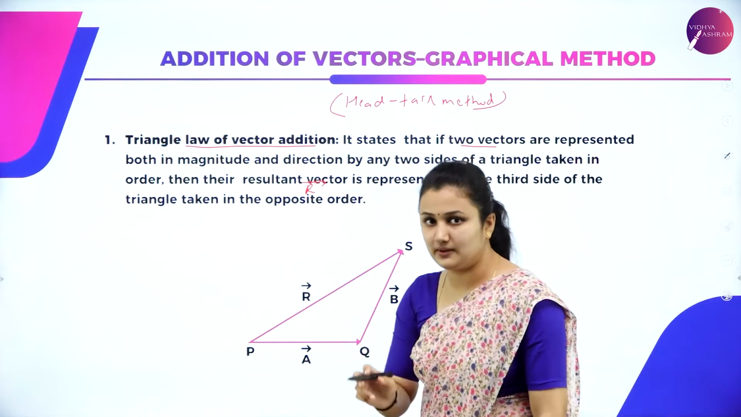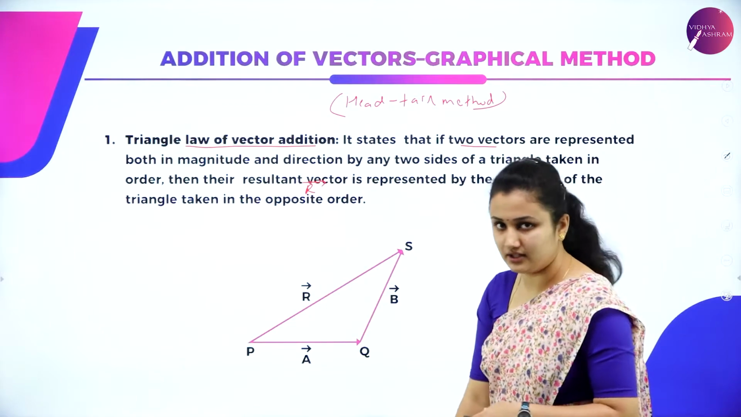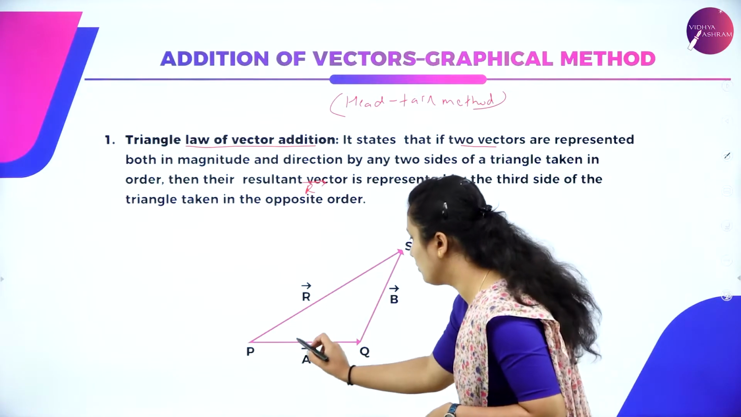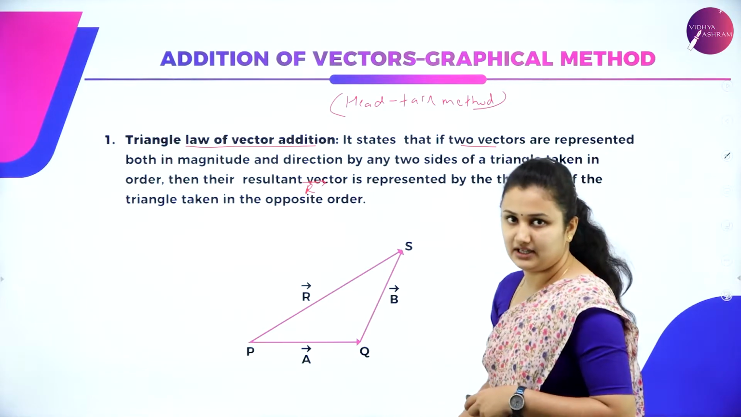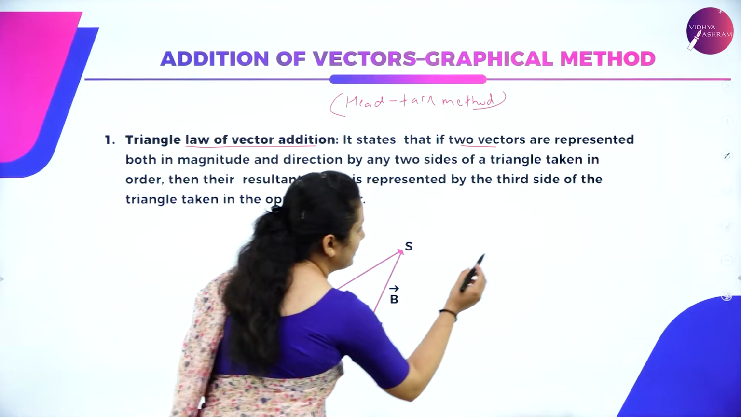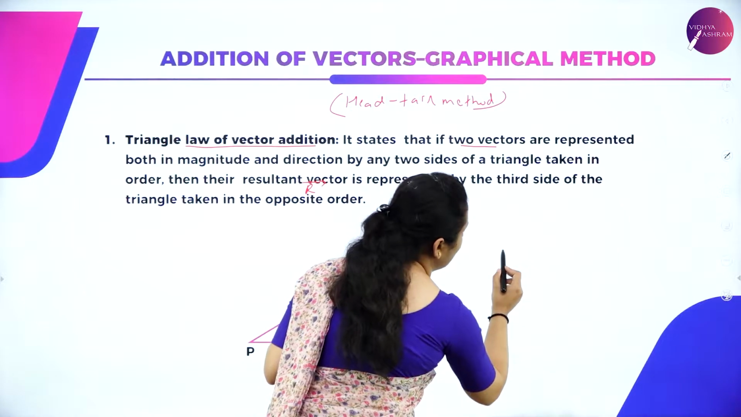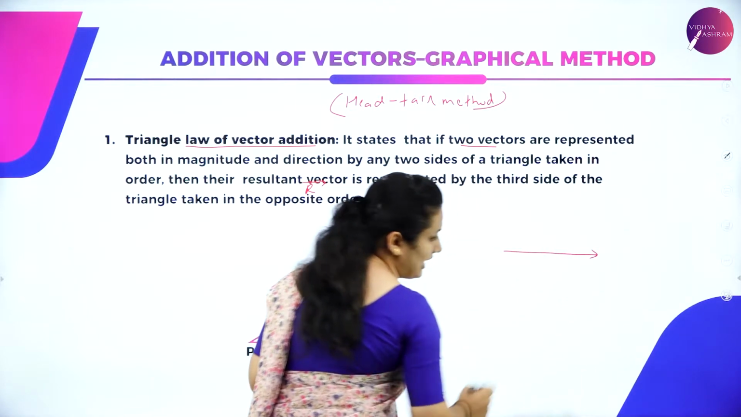So what does this mean? This is your triangle. You have 1, 2 and 3 sides. So what I'll do? I will draw a line in this direction.